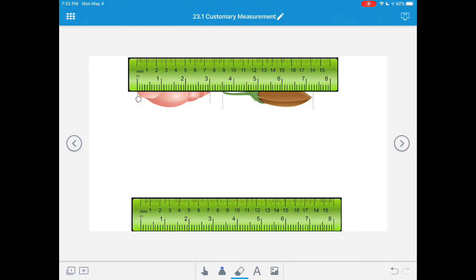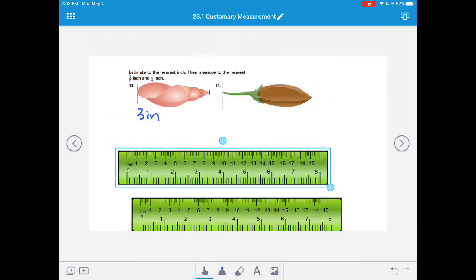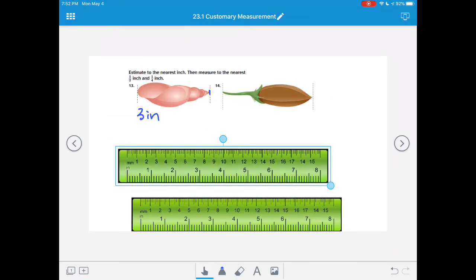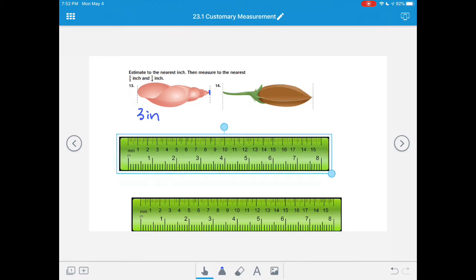That's very important when you're measuring, that you have a good starting place. And then when we come out to see how far it is, we're going to see where that line falls, and I see it falls right at the 3. So this seashell is measuring 3 inches in length. And the directions ask me to measure to the nearest inch, the nearest half inch, and the nearest quarter inch.